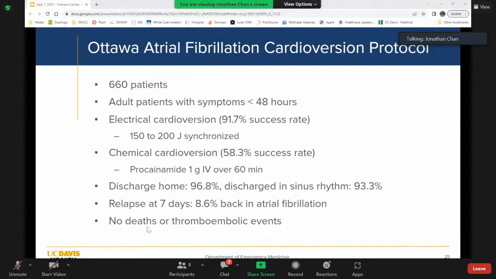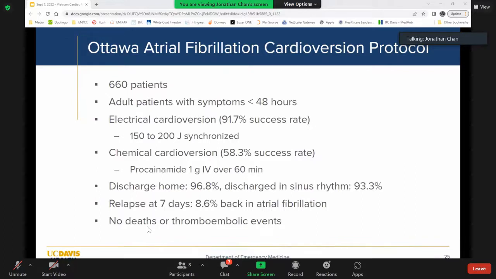And the reason why it needs to be less than 48 hours is because we don't want a clot to form inside the heart and for us to shock it, because that could lead to the clot breaking off and traveling to the brain. And that's why the patients have to have symptoms for less than 48 hours or less than 2 days. You can do either one.